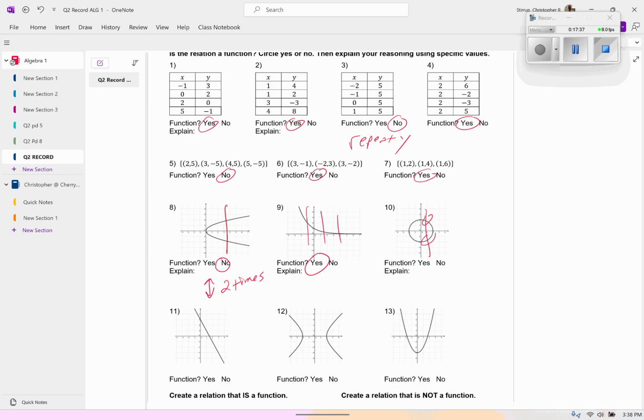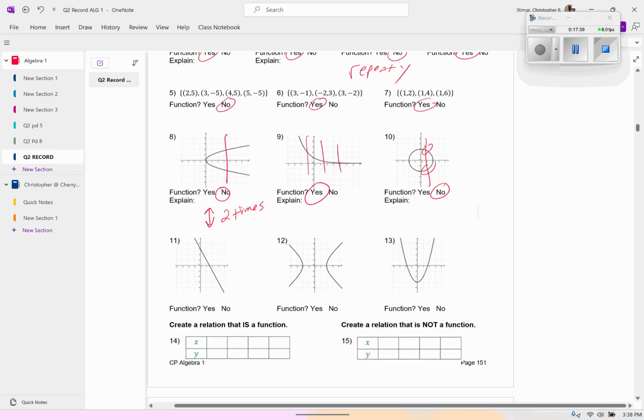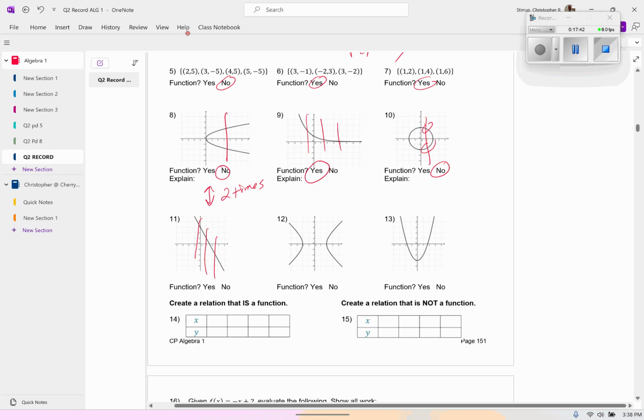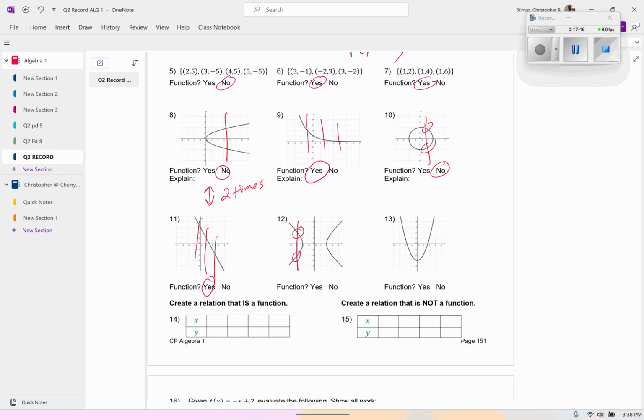Vertical line on a circle, that is no. Vertical line on a straight line going that way, yes, that's a function. Vertical line this way, these are called hyperbolas, they don't work. Vertical line of a parabola, yes, it's a function.